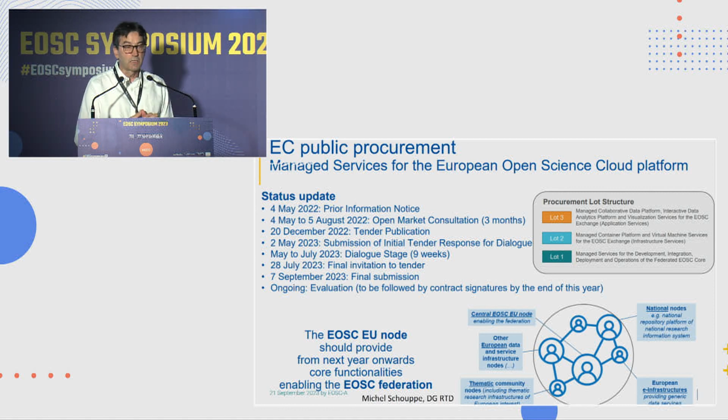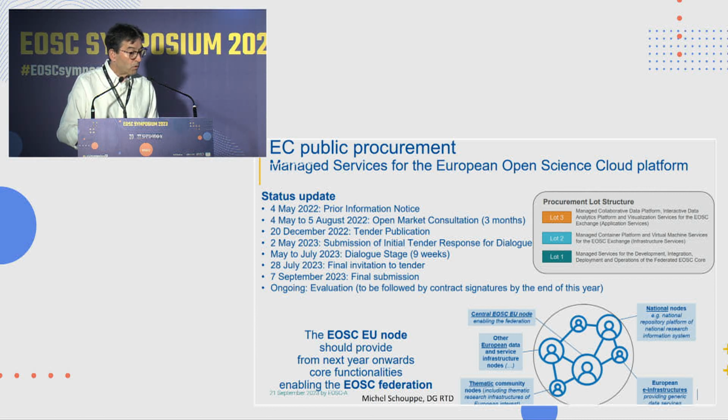And there you see a little diagram at the bottom highlighting that it recognizes, of course, that there's more than one node. It's a federation, there are lots of nodes, and they can be national nodes, thematic nodes, regional nodes, and nodes from e-infrastructures. So there's a whole variation of the nodes. So it's not just one set type of node, and they can all coexist.